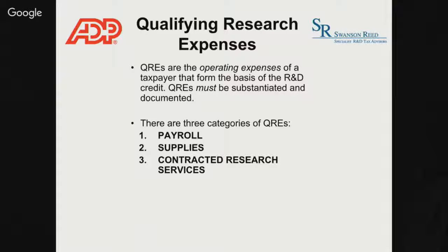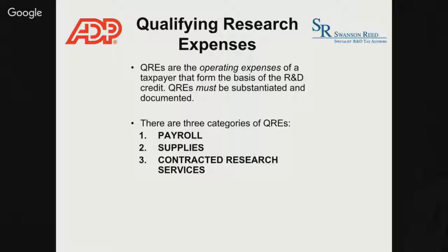QREs are the operating expenses of a taxpayer that form the basis of the R&D credit. Like I said, QREs must be substantiated and documented, for example, by way of receipts, invoices, or properly documenting and labeling expenses and their use in your company's chart of accounts. It is very important to keep in mind that you cannot make estimates on costs, as the IRS does not accept estimates or educated guesses. Nothing will undo a claim quicker than not documenting the expenses that you're claiming.